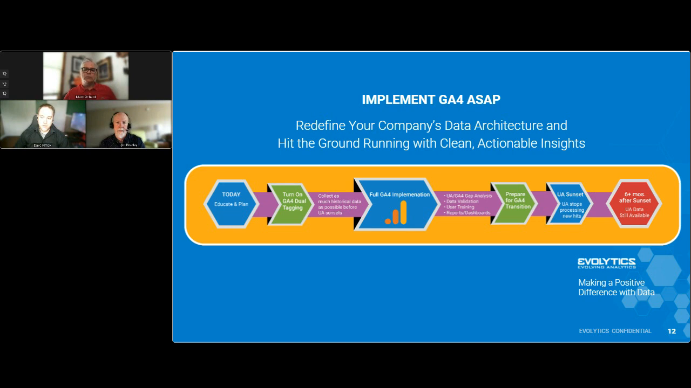That being complete, you can dictate on your timeline when to retire UA for good. So you'll have those two implementations running parallel, and hopefully you can make that decision on your terms as opposed to Google's terms. And lastly, you'll have a buffer of access to the previous data for historical purposes before finally parting ways with Universal Analytics. As I mentioned before, it's at least 6 months, but could be longer, could be less.